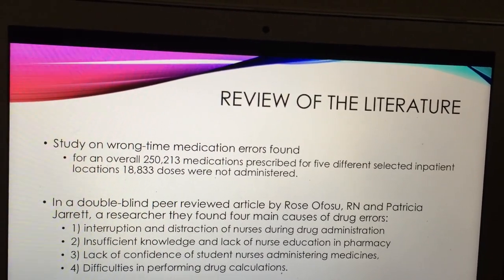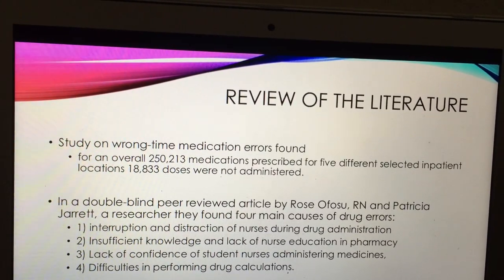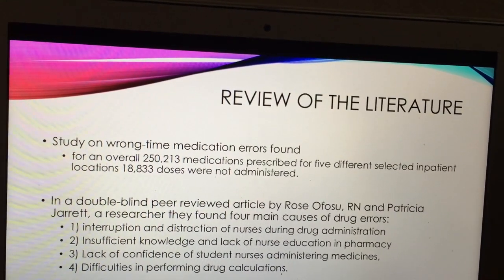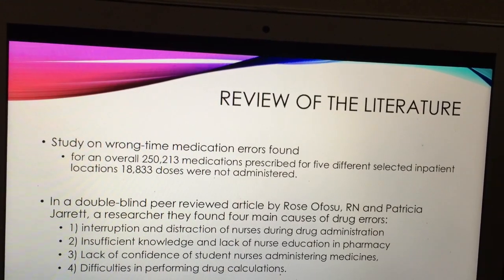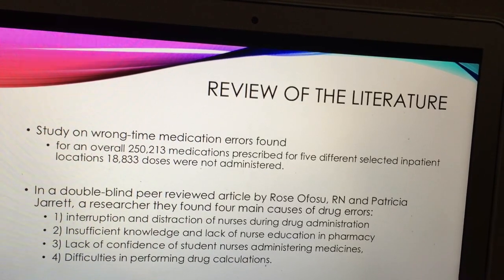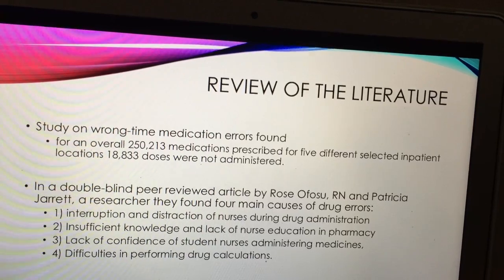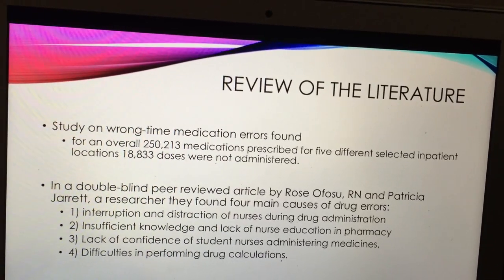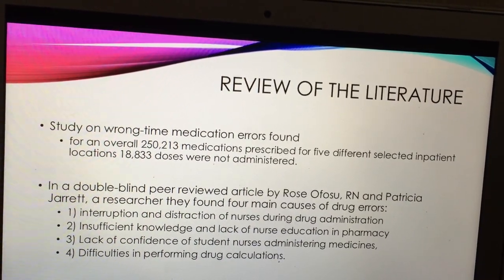In a double-blind, peer-reviewed article, a researcher found that 4 main causes of drug errors occur. The first one is interruption and distraction of nurses during drug administration. The second one is insufficient knowledge and lack of nurse education in pharmacy. Third is lack of confidence of student nurses administering medicines. And the fourth is difficulties in performing drug calculations.